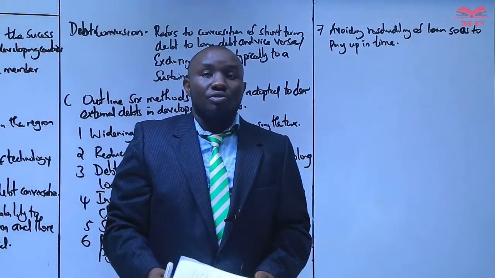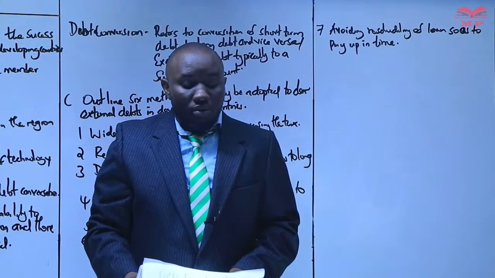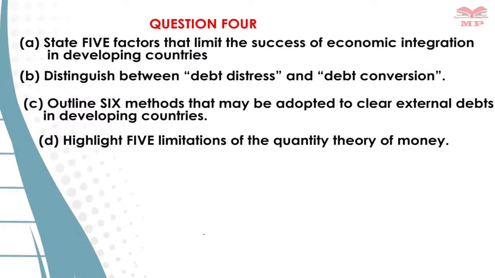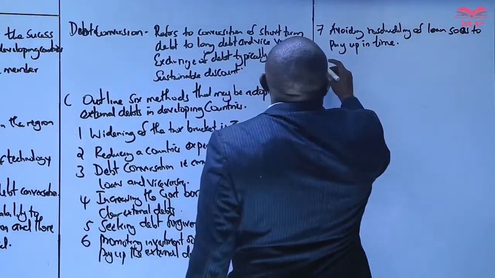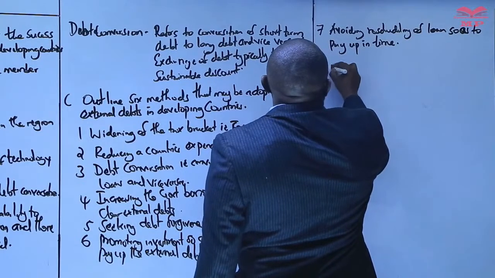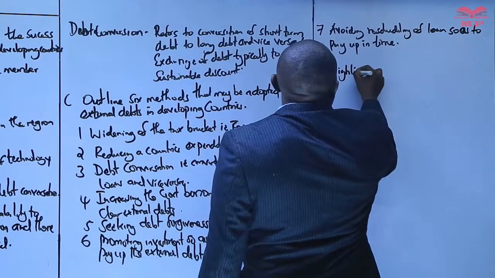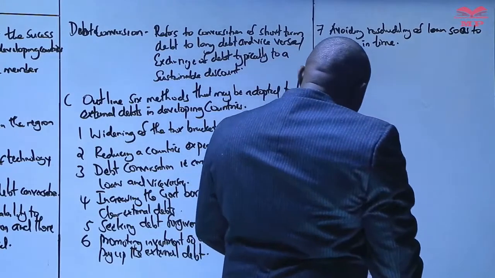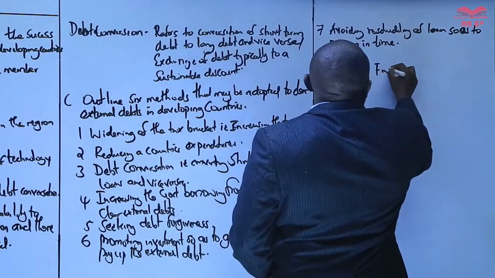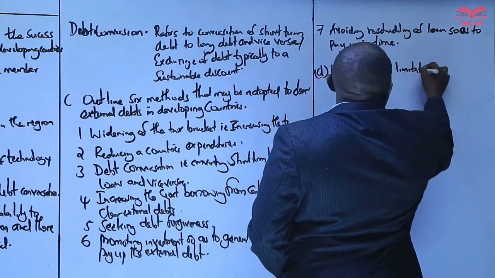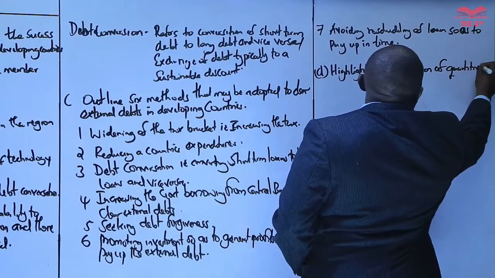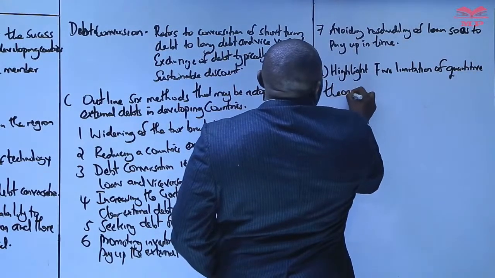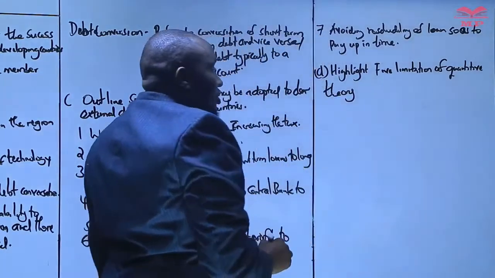That is August 2024, question 4, Roman D. This is what the question says: Highlight 5 limitations of quantitative theory of money.